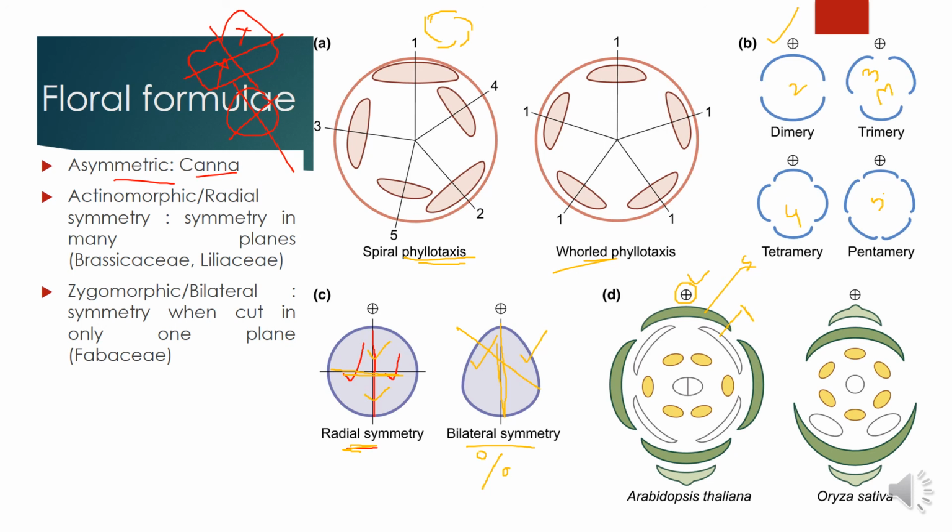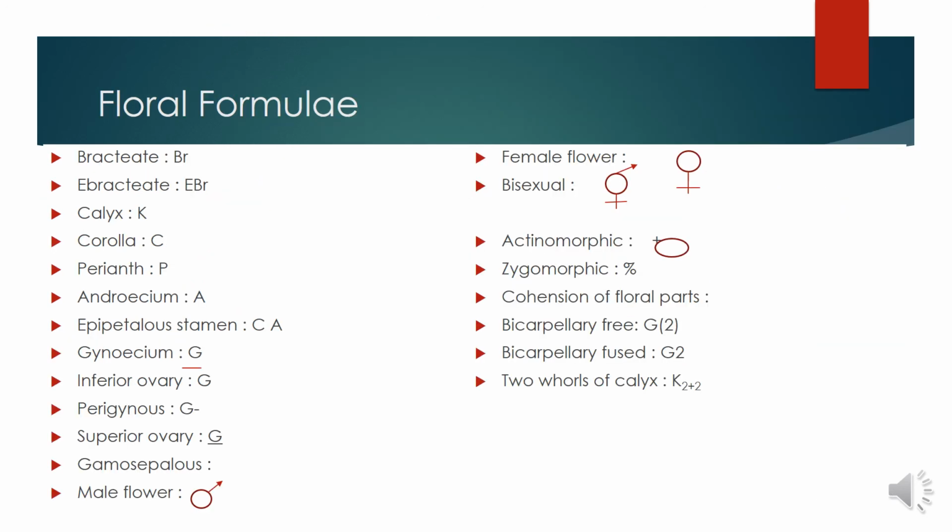And also the outermost layer, this is the sepal, this is the petal, this is the floral diagram actually, and this one is the androecium, and the innermost, this is the gynoecium. And here in this Arabidopsis thaliana, we see that there are two locules in the ovary, it is a bicarpellary ovary. And in order to understand how to write the floral diagram, we have to first understand what are the terms that we use in the floral formula.